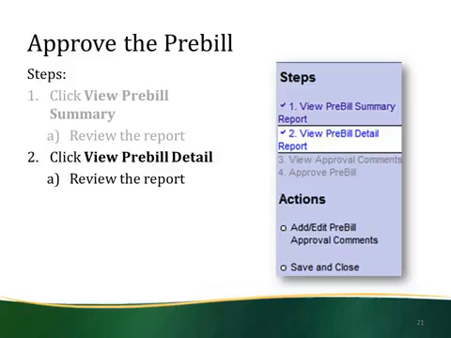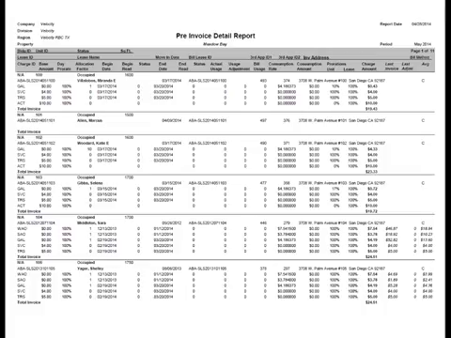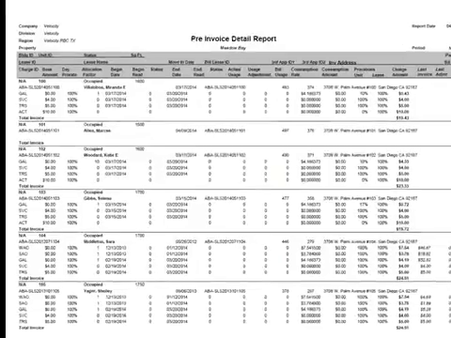After reviewing the summary report, you will want to review the detail report next. The detail report covers similar information, but does so in a different way. We will discuss the basics of how to read this report and note a few items of particular interest to you. The Prebill detail report consists of 3 columns of information stacked vertically.